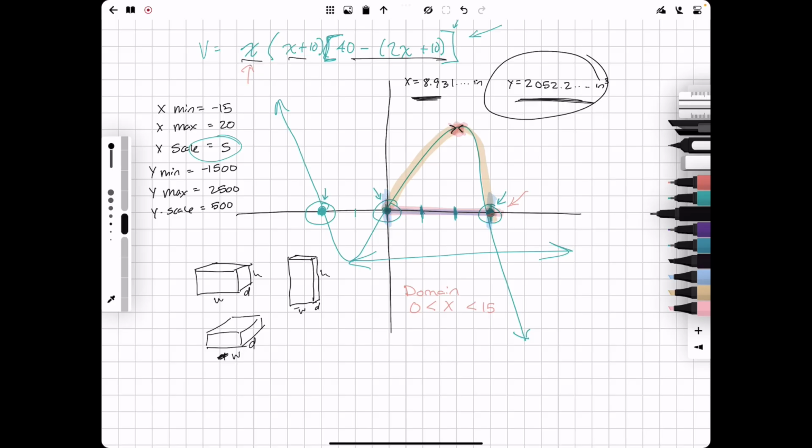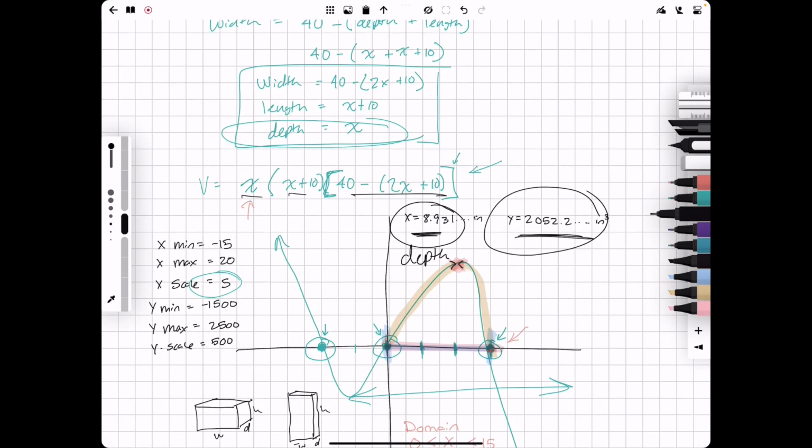So then what are the other corresponding dimensions? If this is your depth, this is getting really messy, so I'm going to go back up to my box. Let's approximate this to 9, or even 8.9, and we'll chop off the remaining stuff. So we can say 8.9 equals x. If 8.9 is x, plug it in here and you come up with some answers. You'd have 18.9 inches for the length.